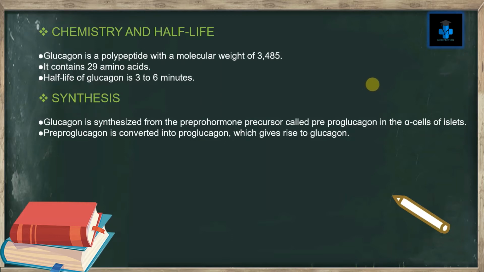Synthesis. Glucagon is synthesized from the pre-prohormone precursor called pre-proglucagon in the A cells of islets. Pre-proglucagon is converted into proglucagon, which gives rise to glucagon.